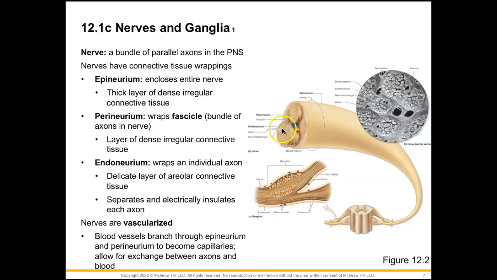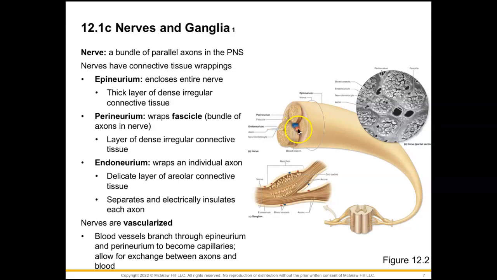And if we are to look at just one of these axons, it may have those myelin sheaths covering it, which we'll talk about extensively in the coming sections. So surrounding that axon and the myelin sheath or neurolemmocyte here in the peripheral nervous system is going to be the endoneurium. And this is just going to be a delicate layer of areolar connective tissue and will separate and electrically insulate each of the axons.